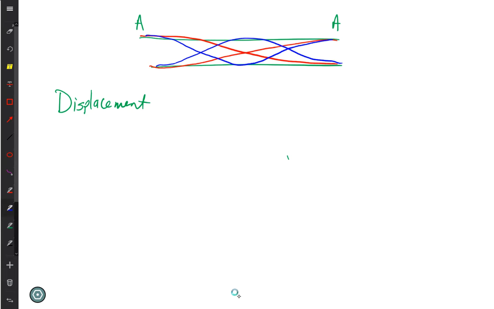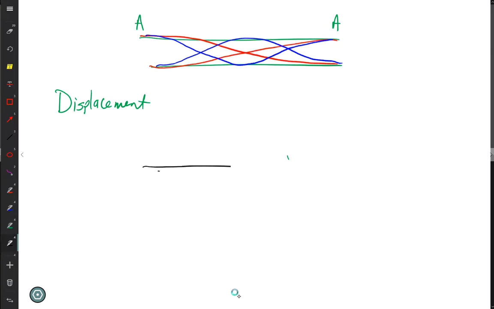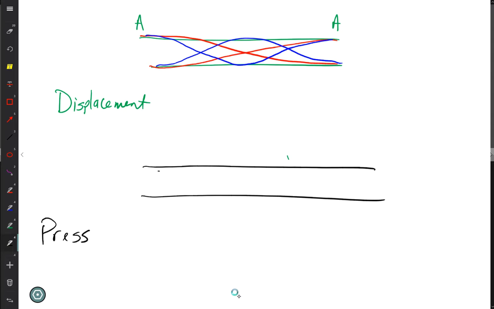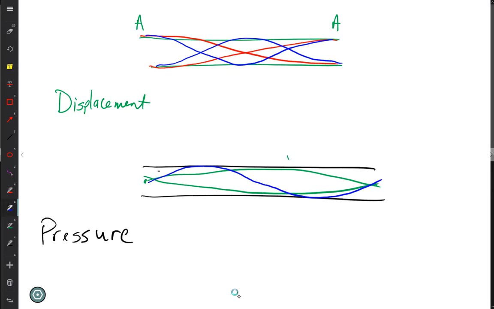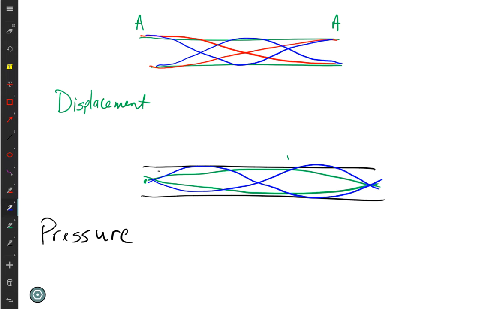If we look at pressure instead of displacement, the pressure has to be a node at both ends. So the pressure can go like that or like that. Now, a question that's easy to miss.